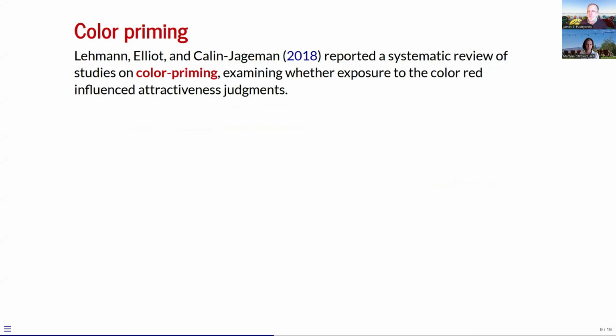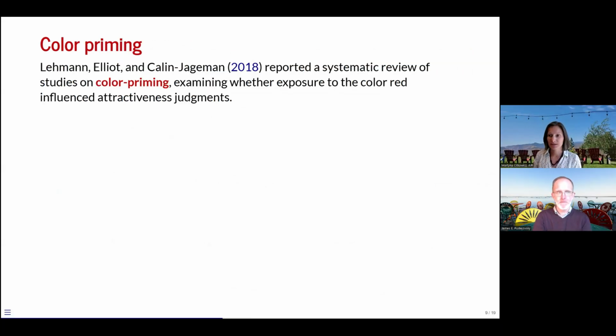All right, thanks, James, for that thorough introduction to the model. Now I will be working through some examples to show you how the package works, including how to interpret results from the models. I will use the Lehmann and colleagues' meta-analysis on color priming. In their meta-analysis, they examined the red romance hypothesis, which states that the color red enhances attraction.